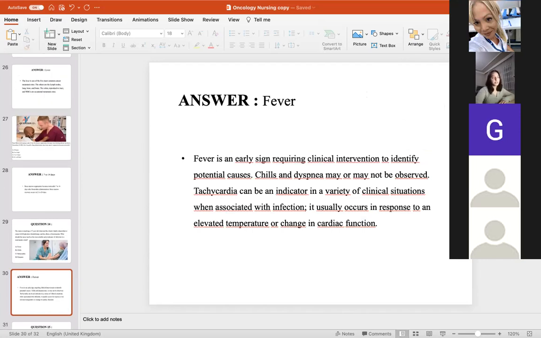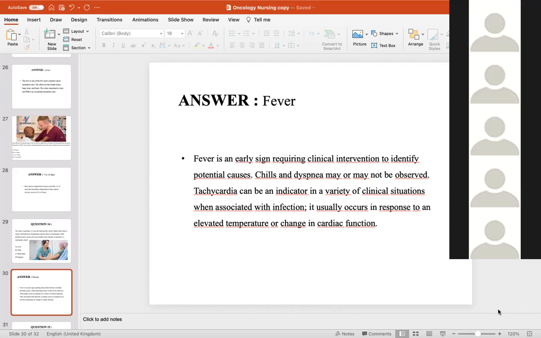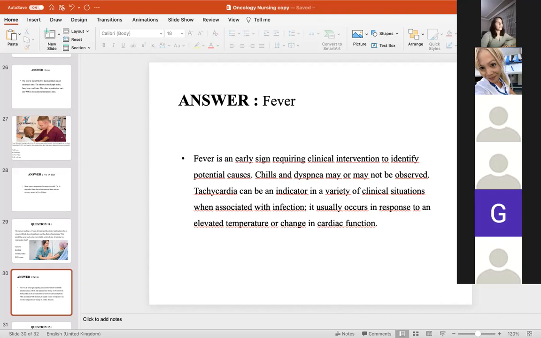And answer is fever. Fever is an early sign requiring clinical intervention to identify potential causes. Chills and dyspnea may or may not be observed. Tachycardia can be indicated in a variety of clinical situations when associated with infection. It usually occurs in response to an elevated temperature or change in cardiac function.